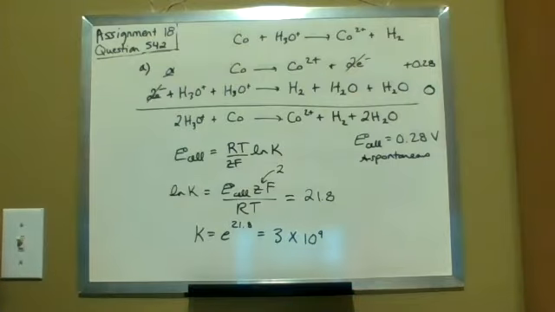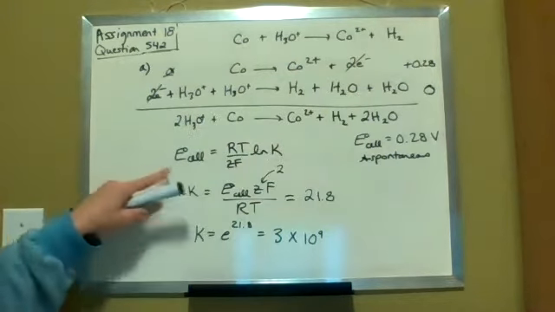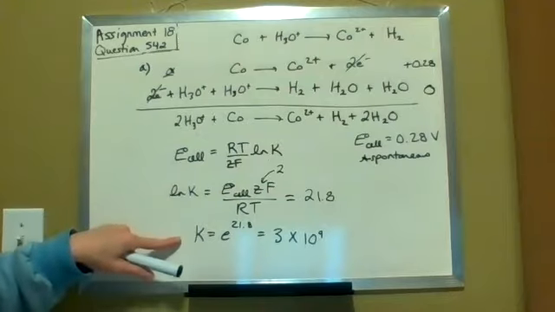Now I'll go over the balancing of B and C, but the rest of it would be the same. You'd find E naught, plug it into here, and find K.